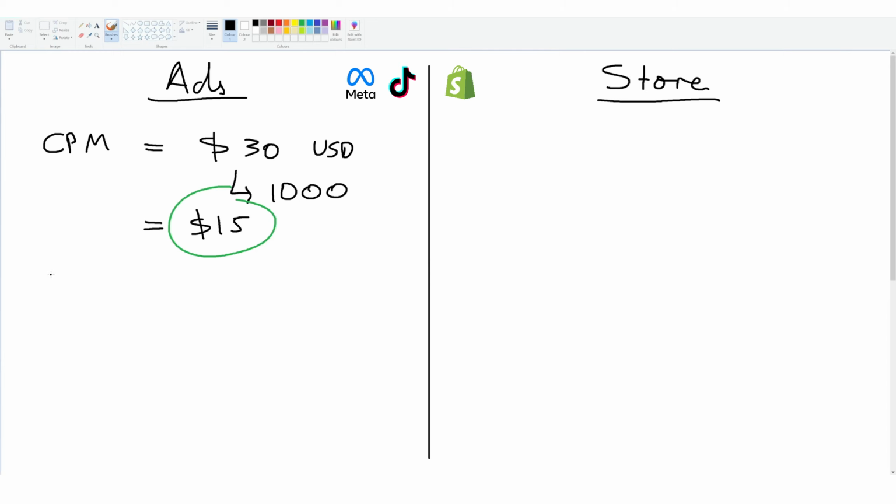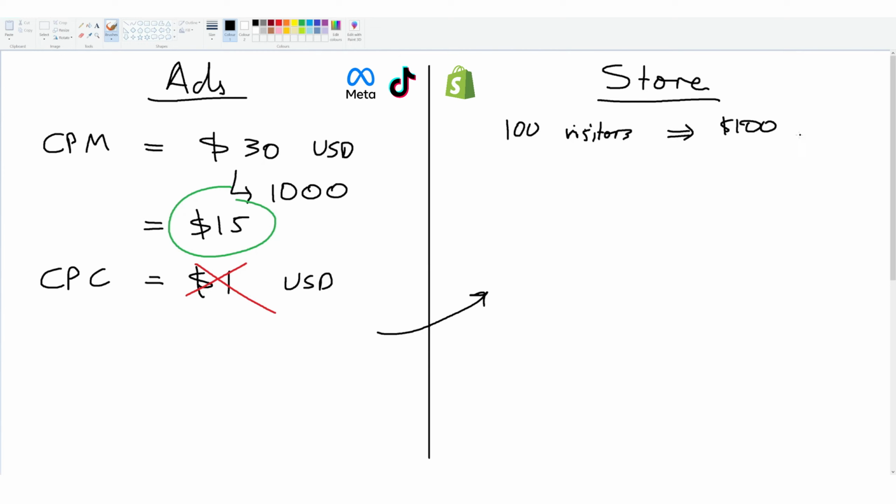Next, we're going to talk about cost per clicks. Now cost per click, you really want it under $1 US. Anything above, the ad should be closed off immediately because it's essentially too expensive. Think about it, if it's $1 per click to your website, that means to get 100 visitors, we're going to spend at least $100.